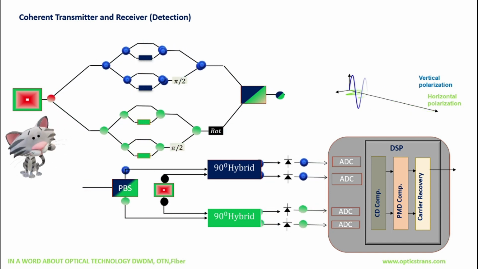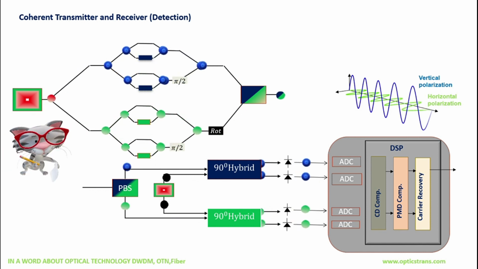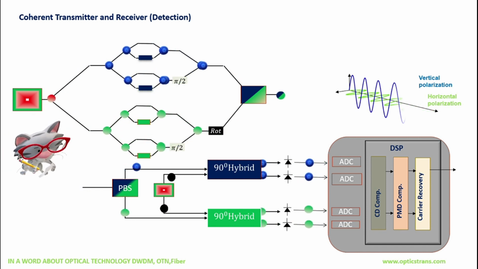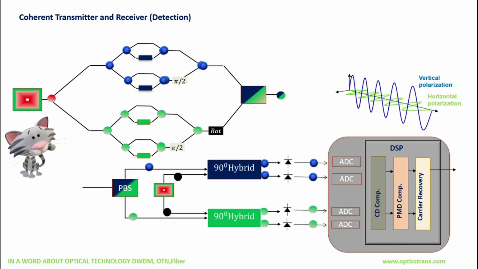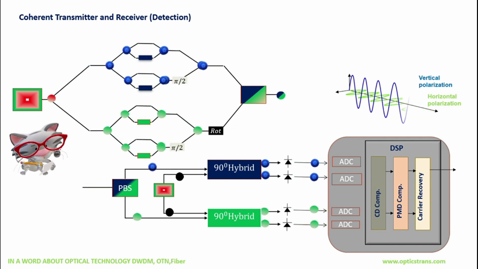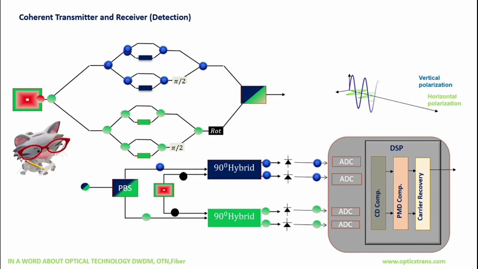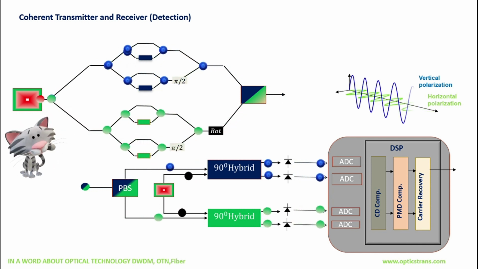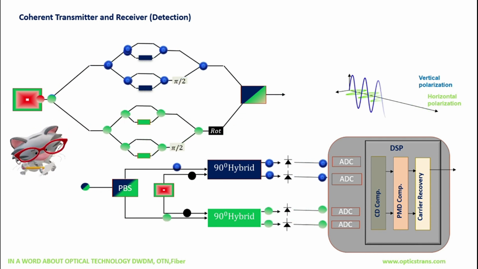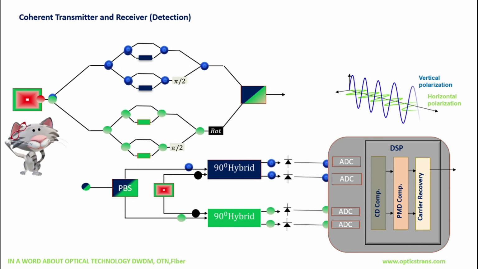Today in this video I am going to cover coherent transmitter and receiver detection with the Mach-Zehnder component. To understand the Mach-Zehnder component in detail, please watch my other video shown in the suggested link, on BPSK, QPSK modulation technique, and calculating bandwidth using baud rate and modulation. You will find that video link in the details section as well.